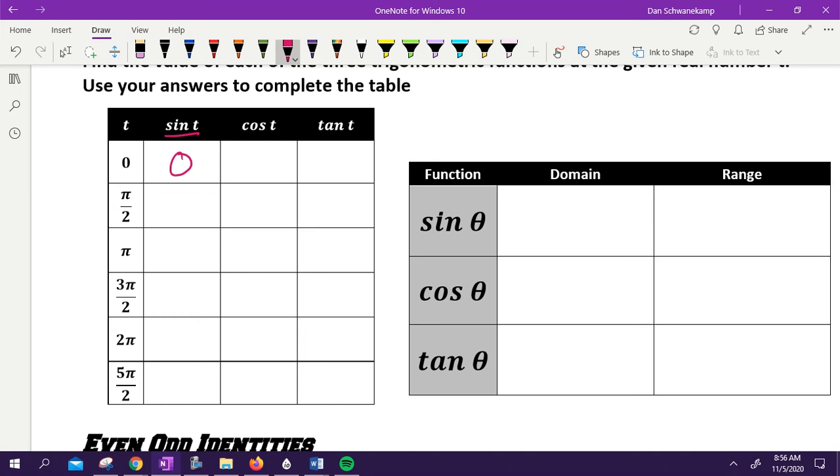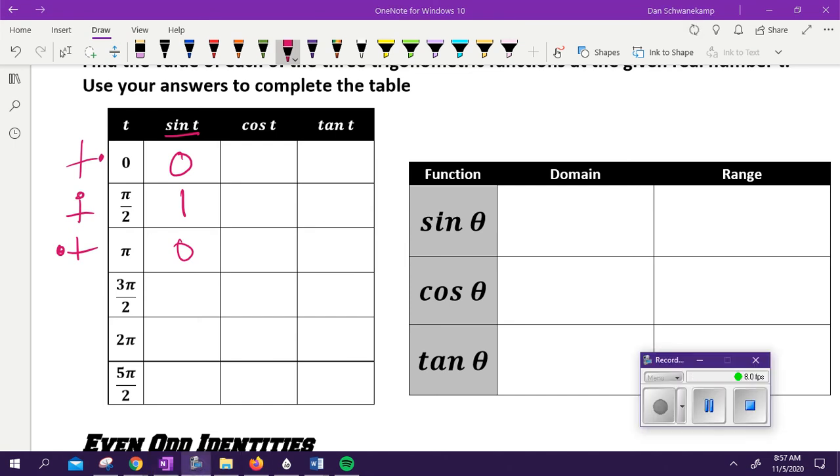Okay, the next one is pi over 2. Where's pi over 2 located? Up here. If I'm doing sine up here at pi over 2, what's sine of pi over 2 going to be? 1. And then it's sine at pi. So we're over here, and then we're up here. Now we're over here. What is sine at pi going to be? 0. Finish the rest of that chart with your neighbor.